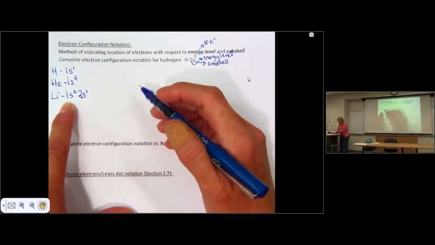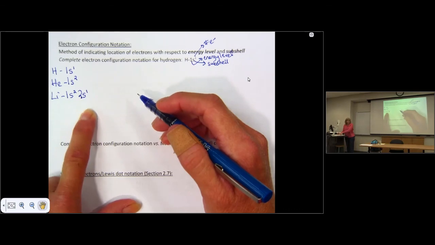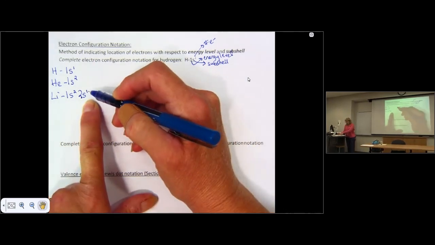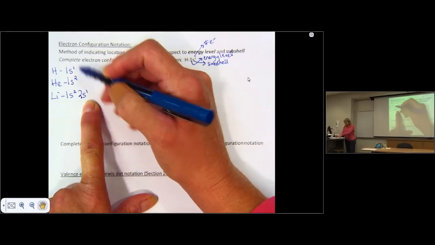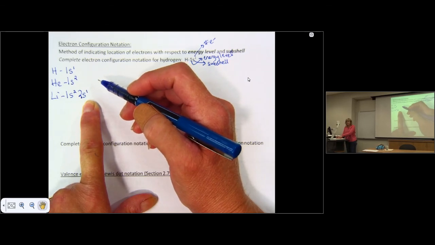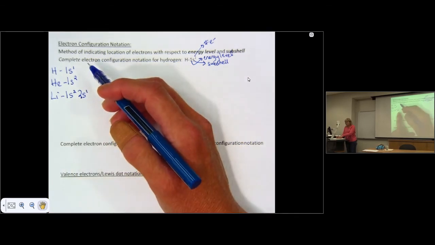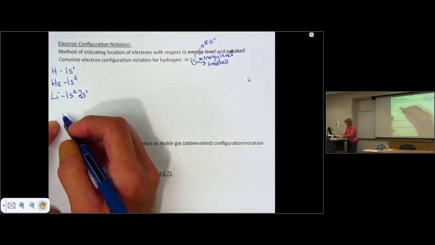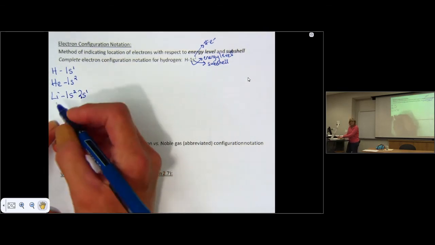Now let's look at this again. We say 1s2, 2s1. Are lithium and hydrogen one on top of each other on the periodic table? Yes, they are, aren't they? Think that in your head, in the back of your mind for just a minute. Let's keep going. Write down the first 10 elements.